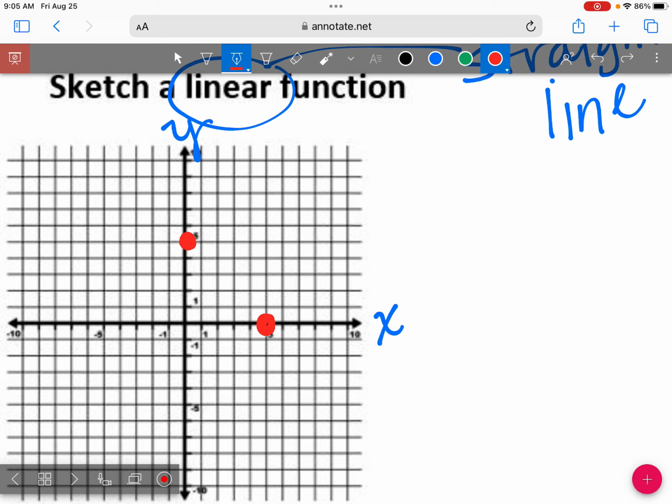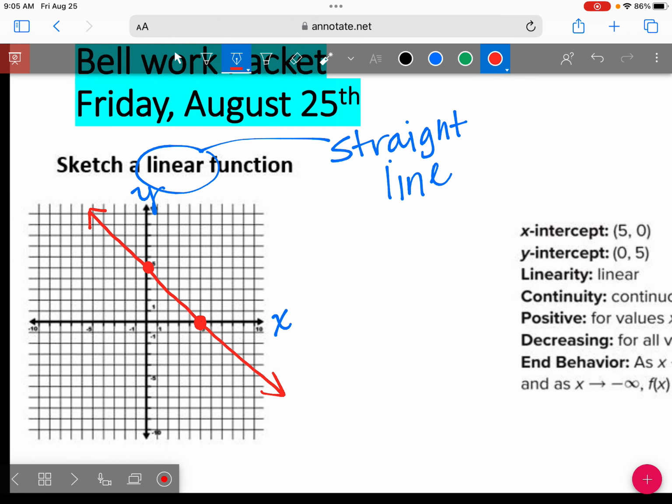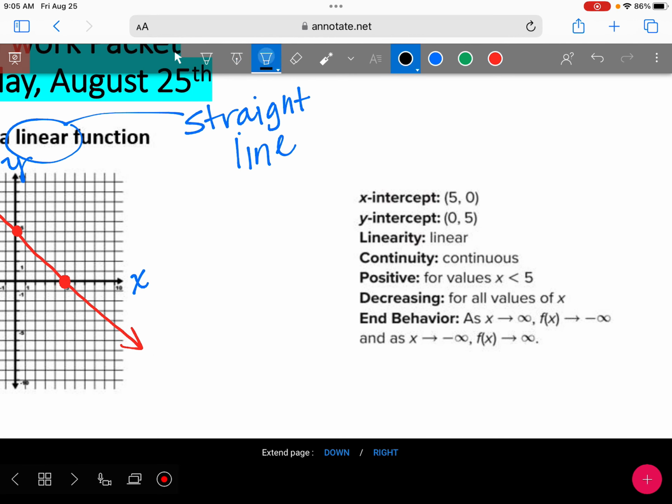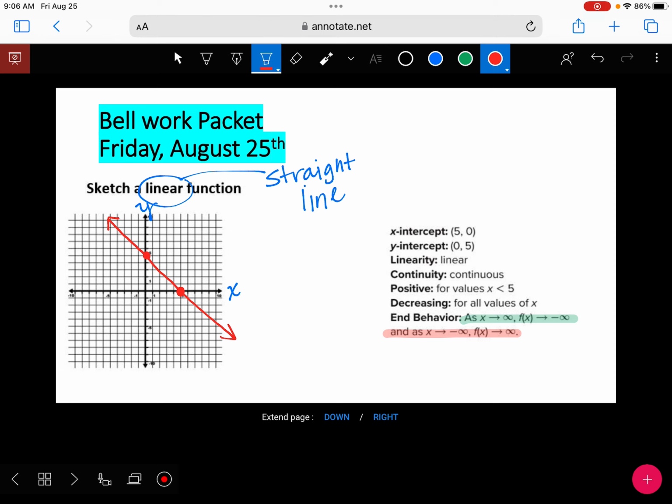And when you draw your line going through those 2 points, that's what your graph should look like. It's a straight line. All of this other stuff really is not that important. I'm not going to say it's not that important, but you don't need it to sketch a graph. And the end behavior, what this statement is saying, is that the right arrow should go down and the left arrow should go up. And that is what the graph is doing.